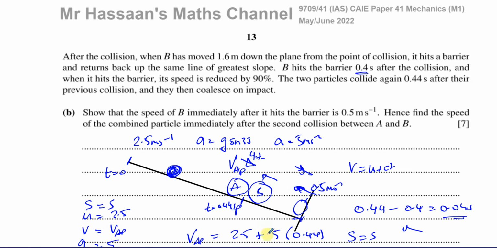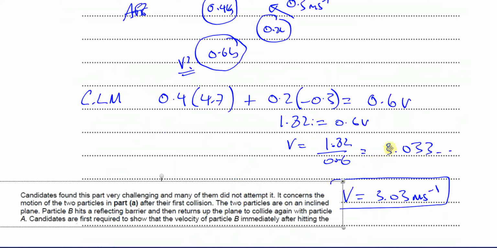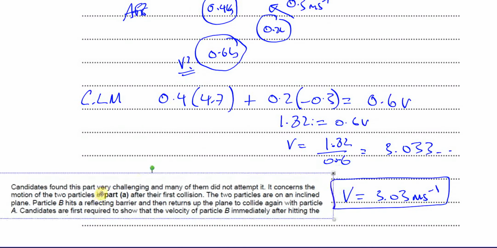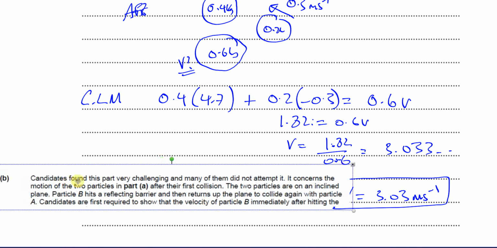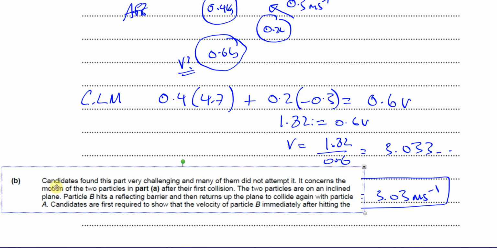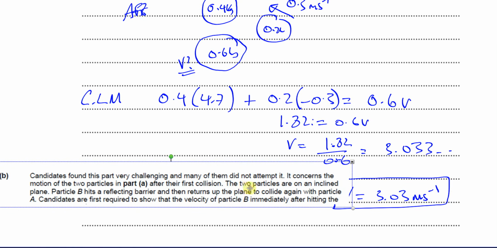Let me just look at the examiner's report just to see. So here we can see what they mentioned in the examiner's report. It's about part B of this question 7. Candidates found this part very challenging and many of them did not attempt it. It concerns the motion of 2 particles in part A after the first collision. The 2 particles on an inclined plane.